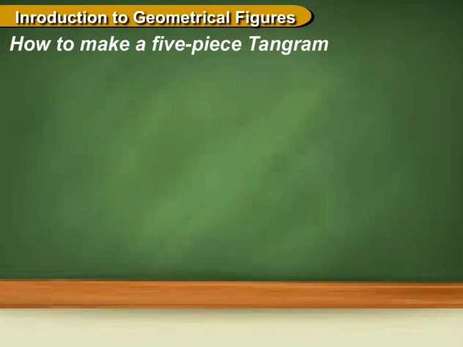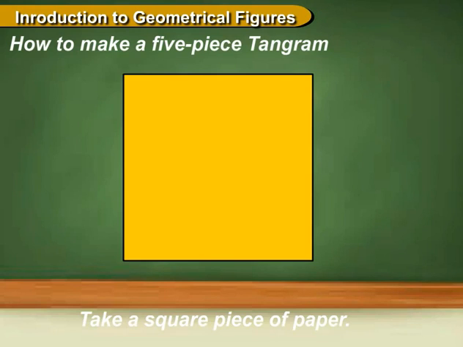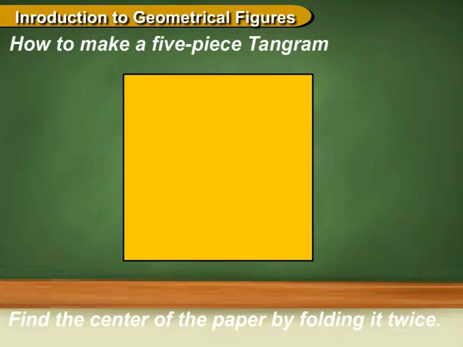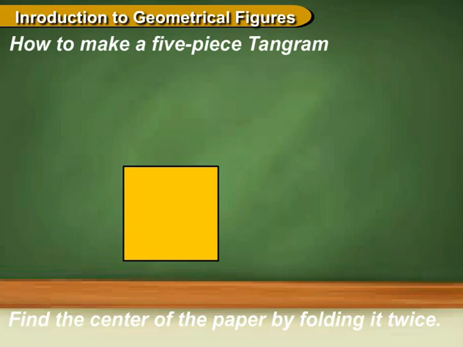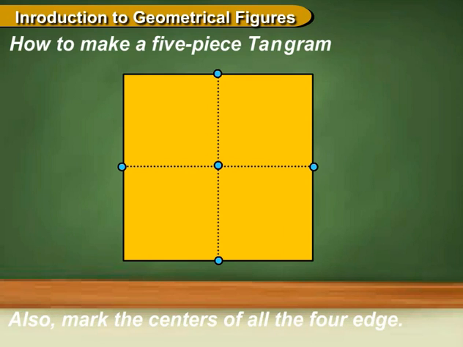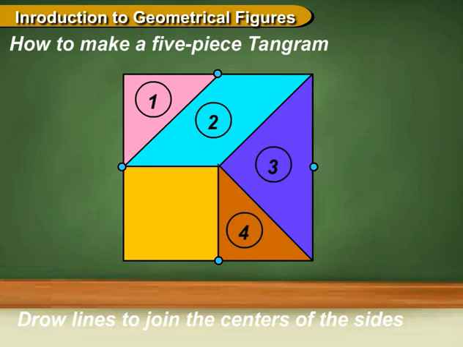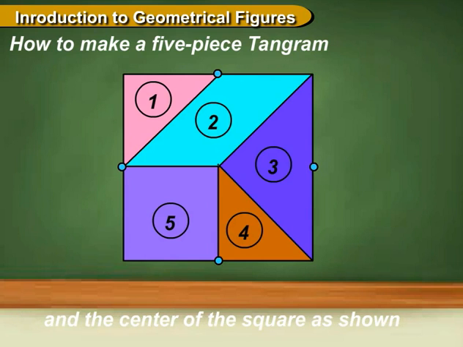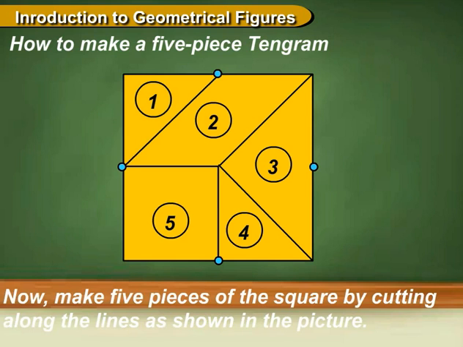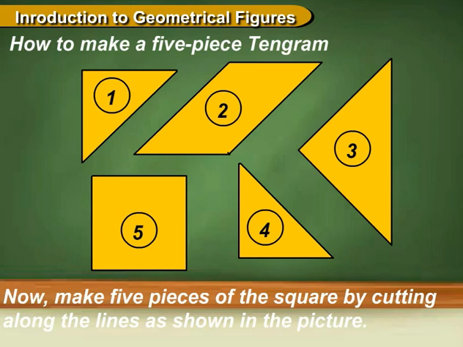How to make a 5-piece tangram? Take a square piece of paper. Find the center of the paper by folding it twice. Also, mark the centers of all the 4 edges. Draw lines to join the centers of the sides and the center of the square as shown in the picture. Now, make 5 pieces of the square by cutting along the lines as shown in the picture.